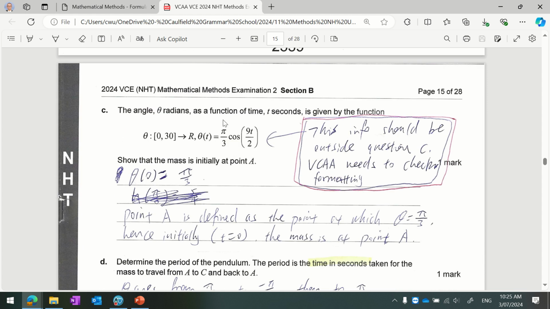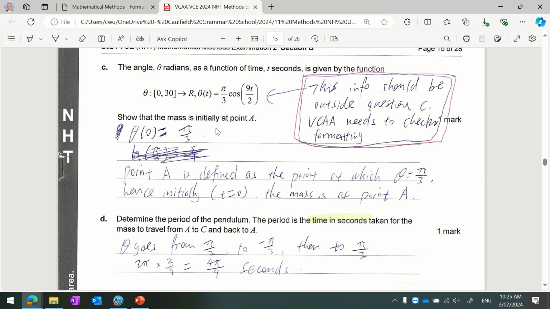Okay, so here we now have a different function, which is the angle function. The angle is a function of time, and t is given in seconds, theta is given in radians. So now the subject is theta, and the independent input is now the time. And notice this information belongs to question C. It is inside question C, not outside, and I will explain this comment in a moment.